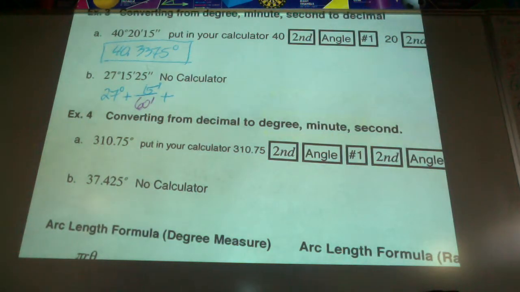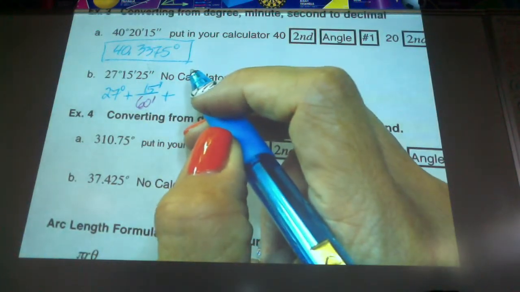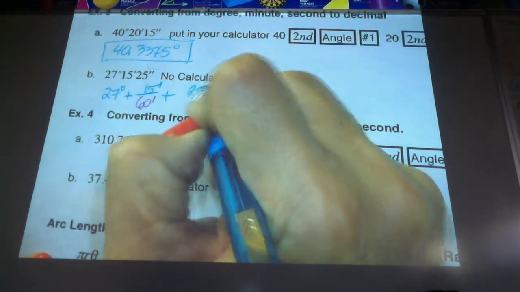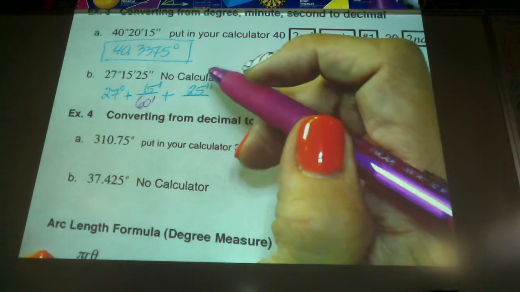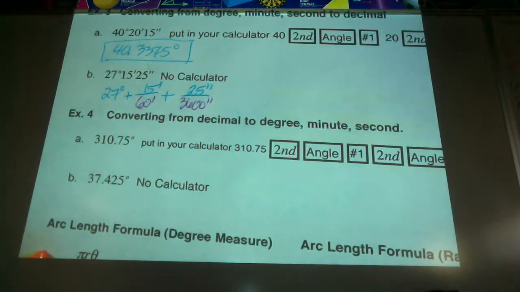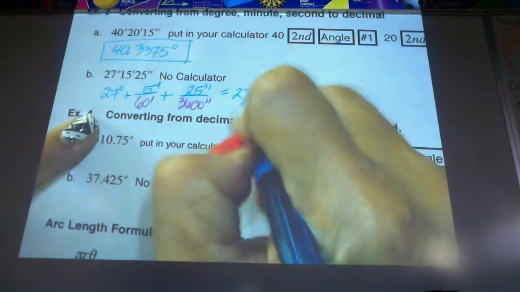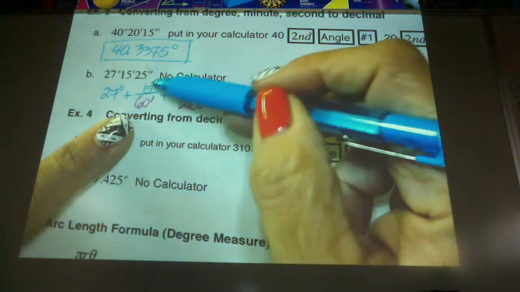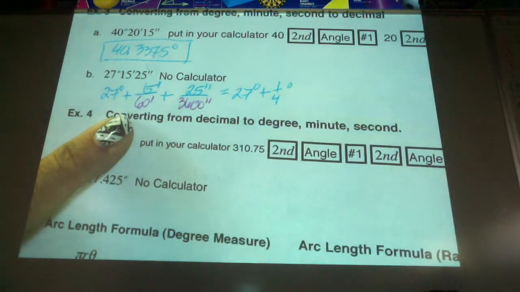So then look at our seconds. We are converting seconds to what? A degree, not a minute. We're converting seconds to a degree. So I have 25 seconds. How many seconds are in 1 degree? 3,600. That's the one that's not quite so common. So this equals 27 degrees plus, how many times is 15 going into 60? 4. So we really get 1/4 of a degree.